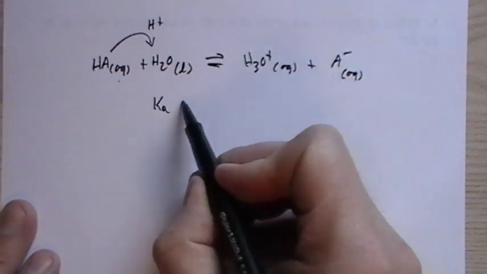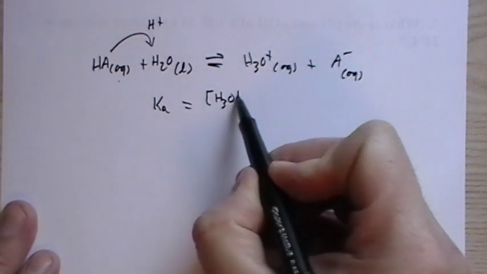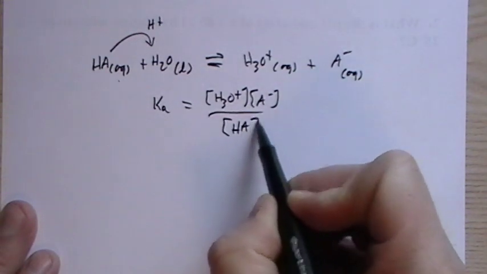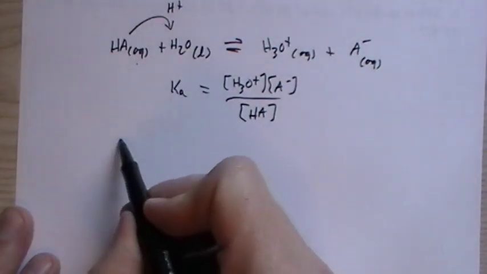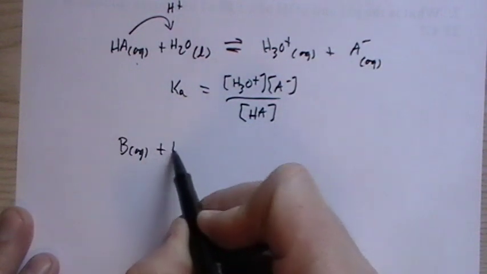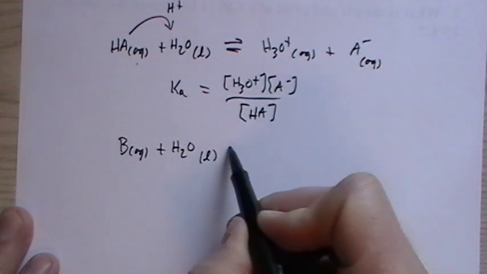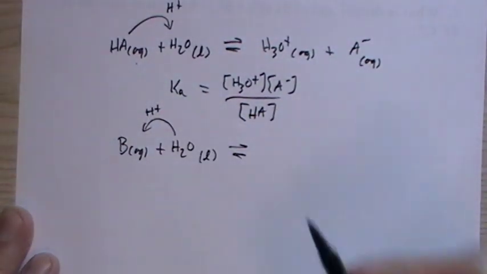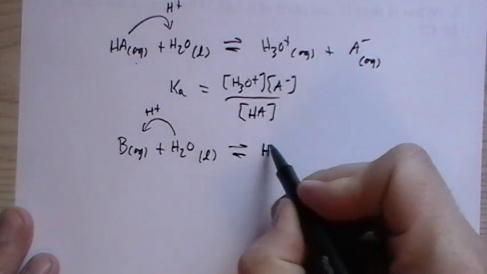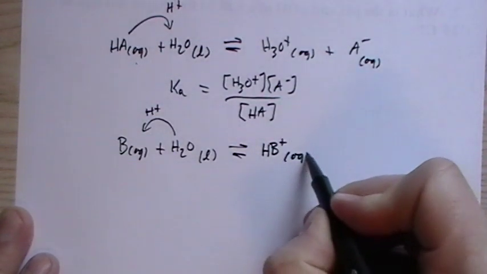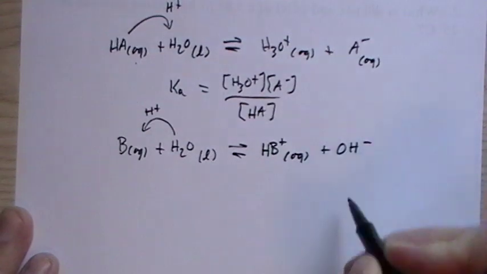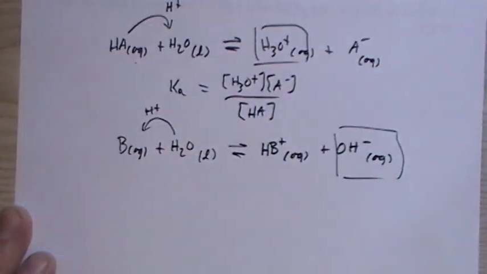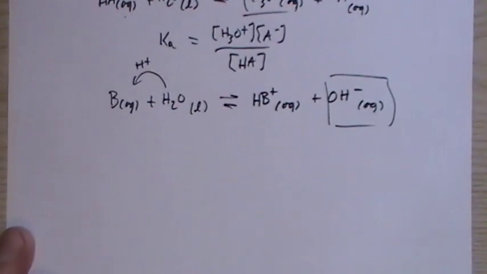Ka is then the concentration of H3O plus times the concentration of A minus, you've seen this many times, over the concentration of HA. Now, if we have a base, well then it's up against water. A base will allow water to act as an acid. It gives up an H+. The H+ goes in the opposite direction. It creates the conjugate acid of the base and OH-. So an acid creates H3O+, base creates OH-. We shouldn't be surprised about that. We know that from the definition.